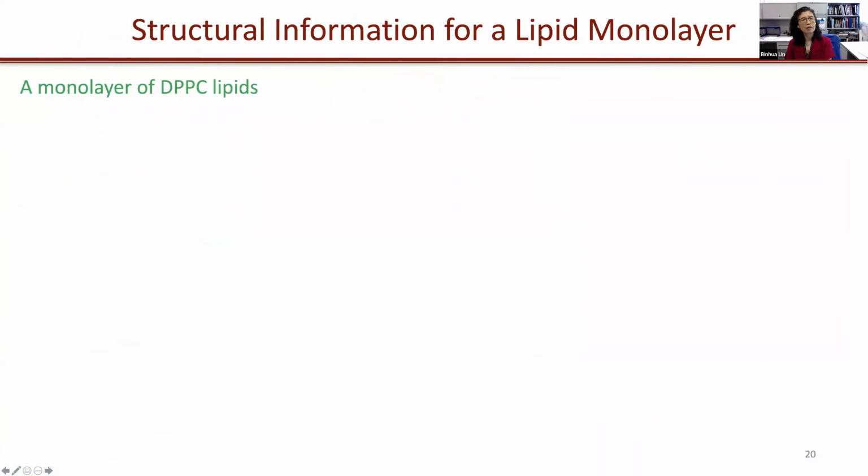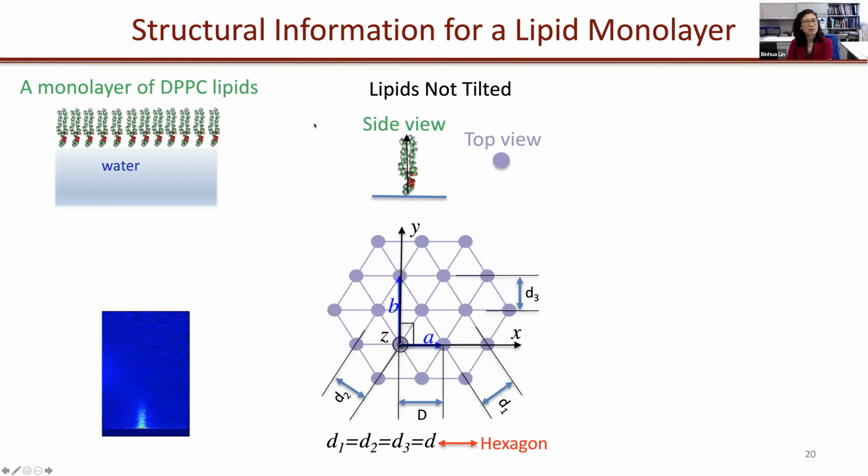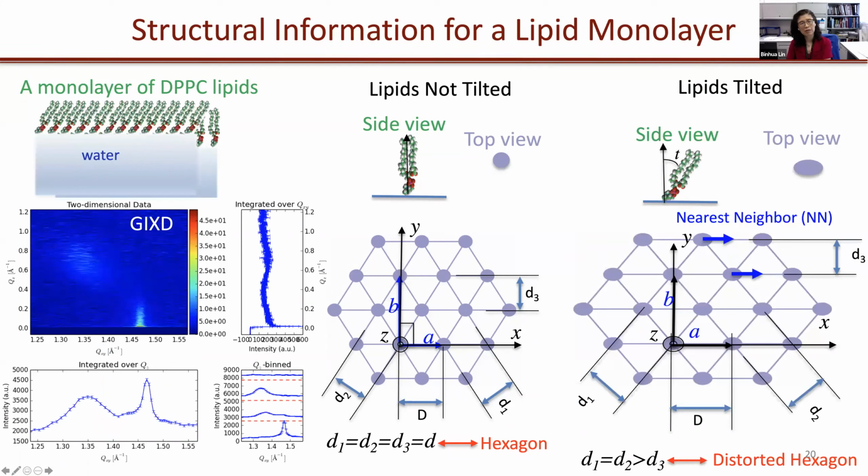Okay, so now we'll look at the structure for the lipid monolayers, for example the monolayer of DPPC lipids. First, we're just assuming they're standing straight. When you're standing straight, you have a perfect hexagon, and the diffraction peak should be just one in-plane peak. However, if you tilt it, or we already mentioned that if you tilted the beam, a peak will split into 2.